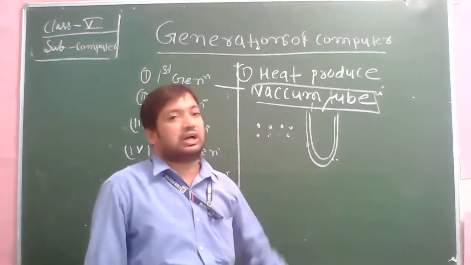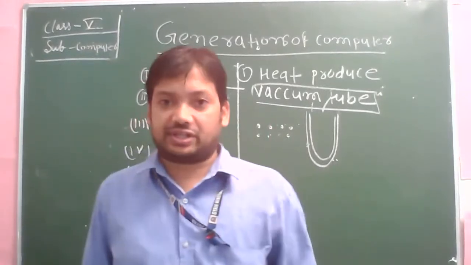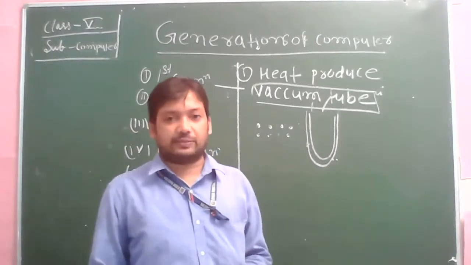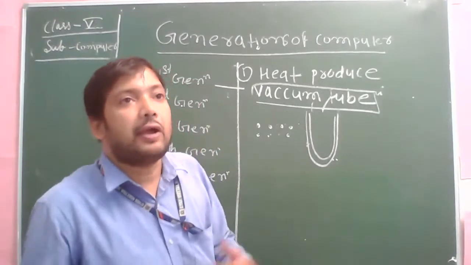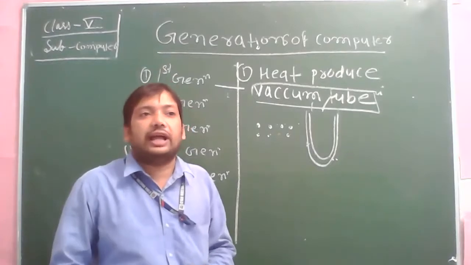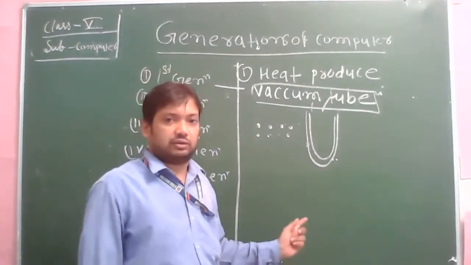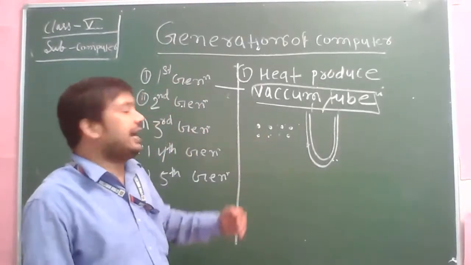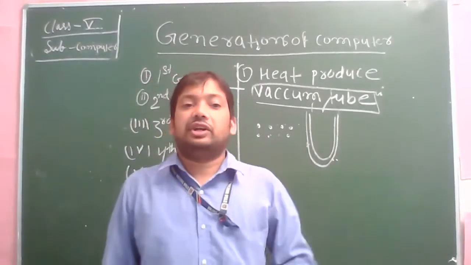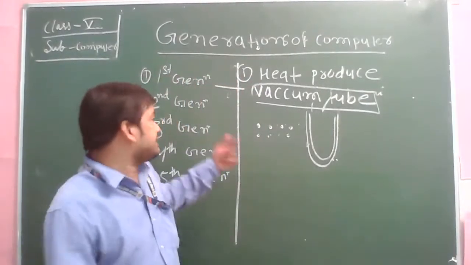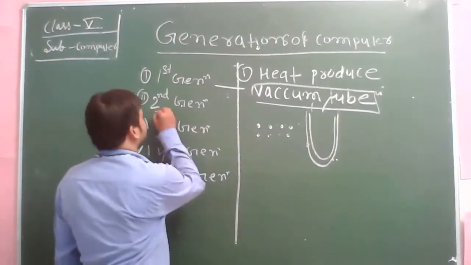The number of wires and the number of employees working on this computer were large, and this computer generated a lot of heat. Lots of heat means it used maximum power consumption, and the work was very slow also, but it worked. After that, scientists developed an upgrade to this system and came to the second generation.